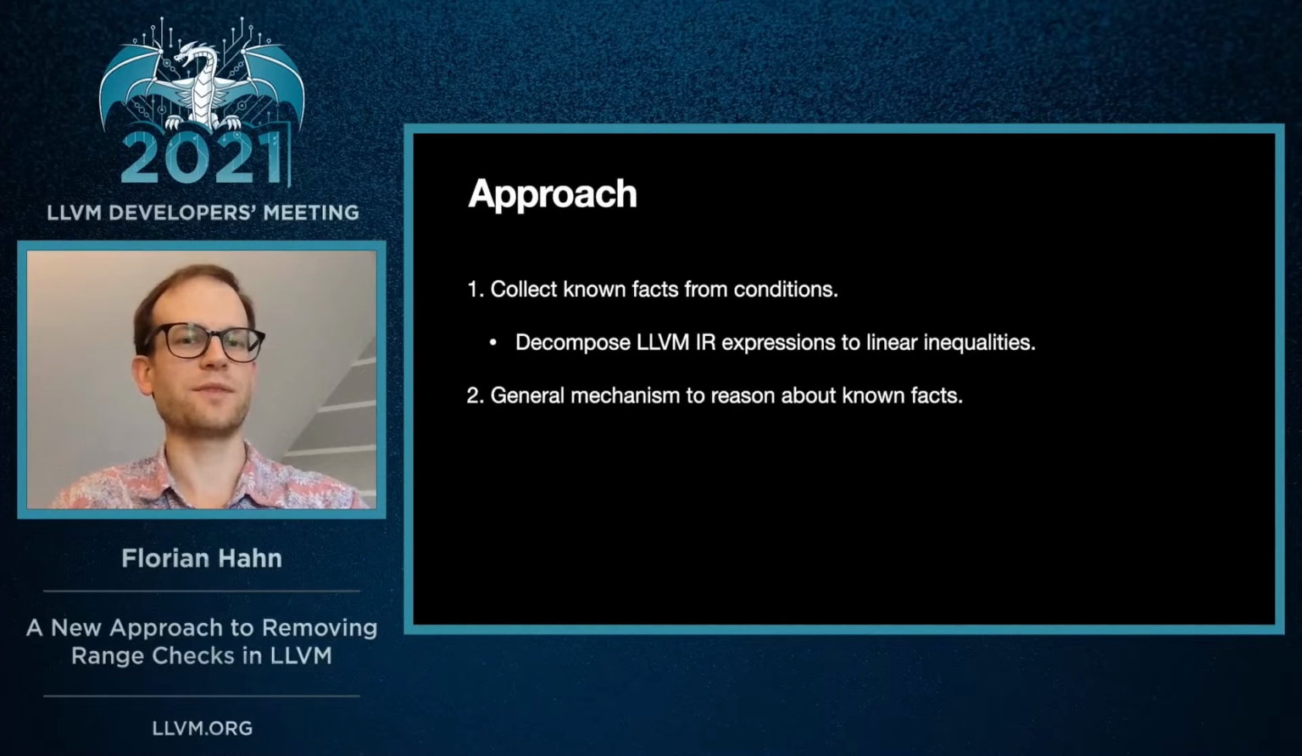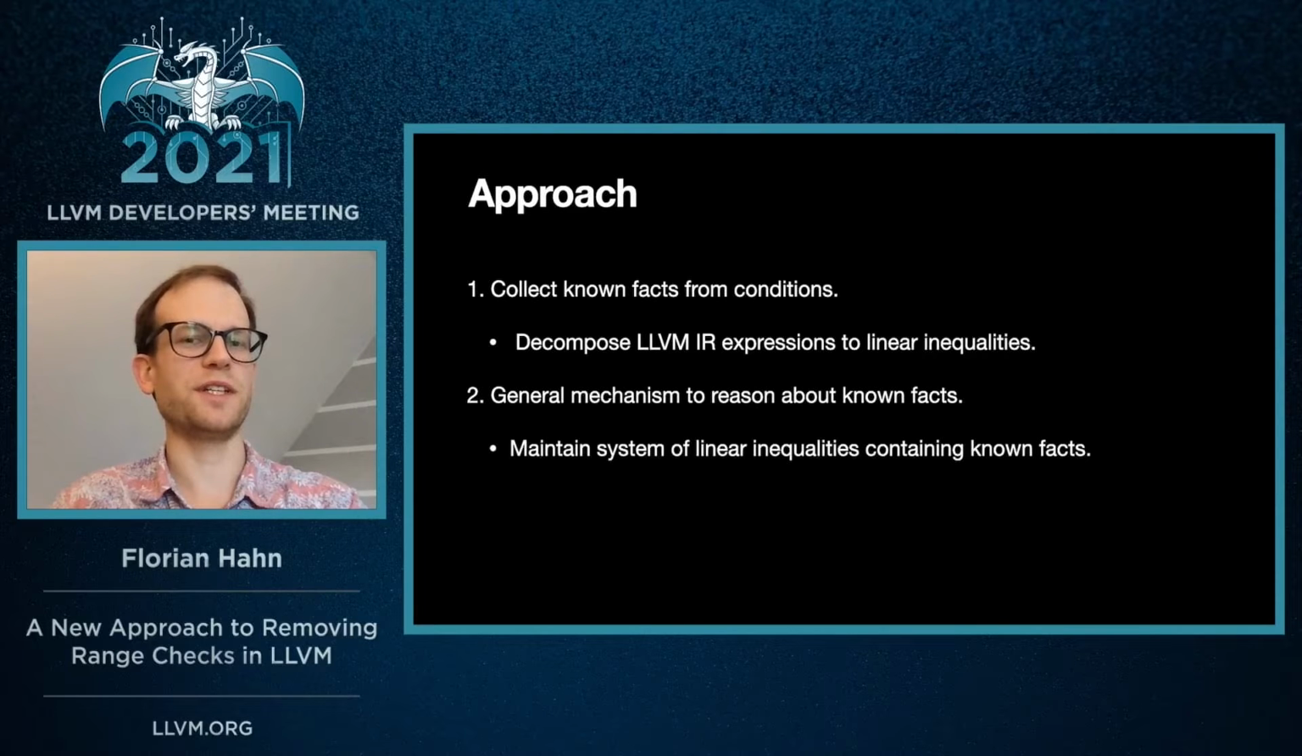This is then combined with a general mechanism to reason about the known facts we have available. To do so, we maintain a system of linear inequalities where we add facts we discover and we remove them once they go out of scope.